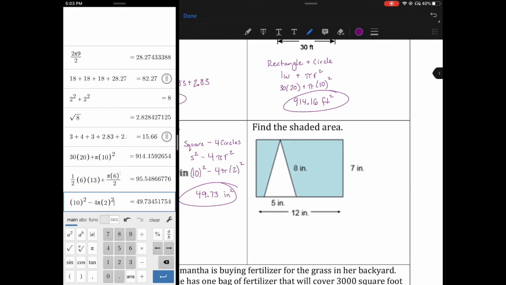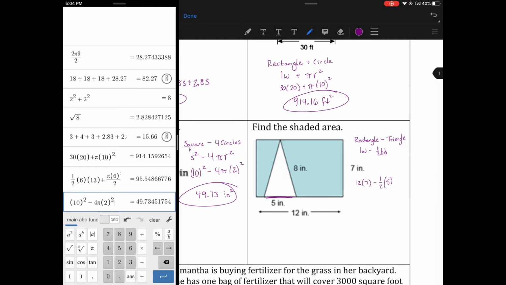And then lastly, I'm finding the shaded area of this rectangle when the triangle is taken out of it. So my rectangle will be length times width, and my triangle will be 1/2 base times height. So the length of that shape is this entire side, which is 12, and the width is that side, which is 7. And then for my triangle, when I do 1/2 base times height, the base of the triangle is just this bottom section, which is 5.